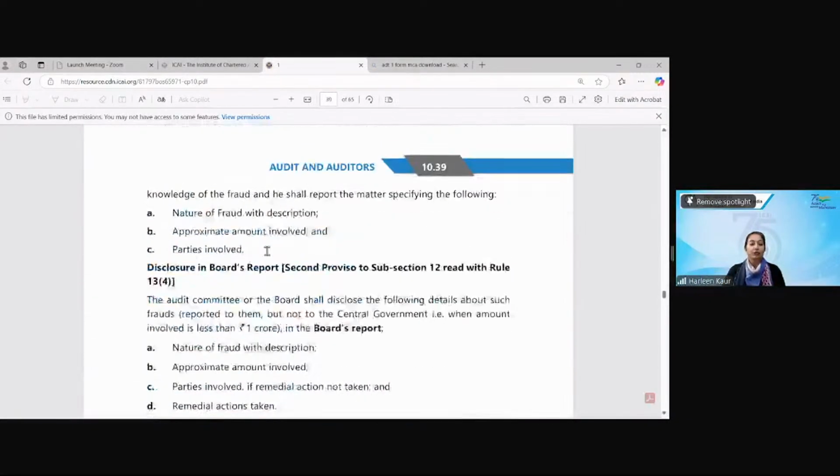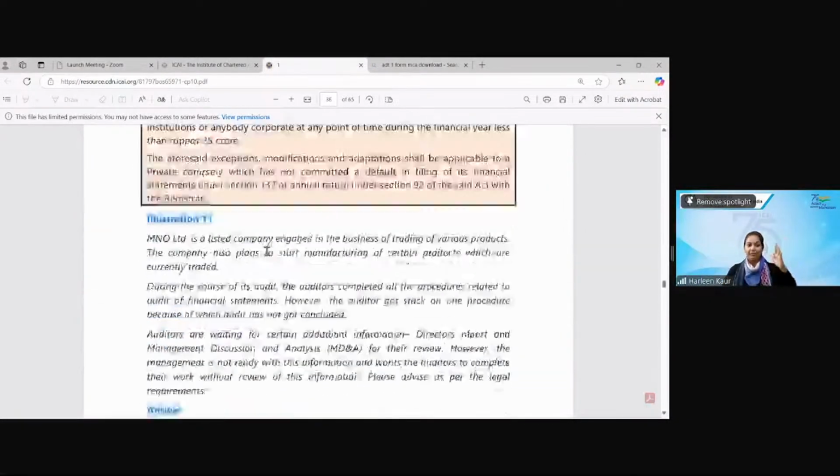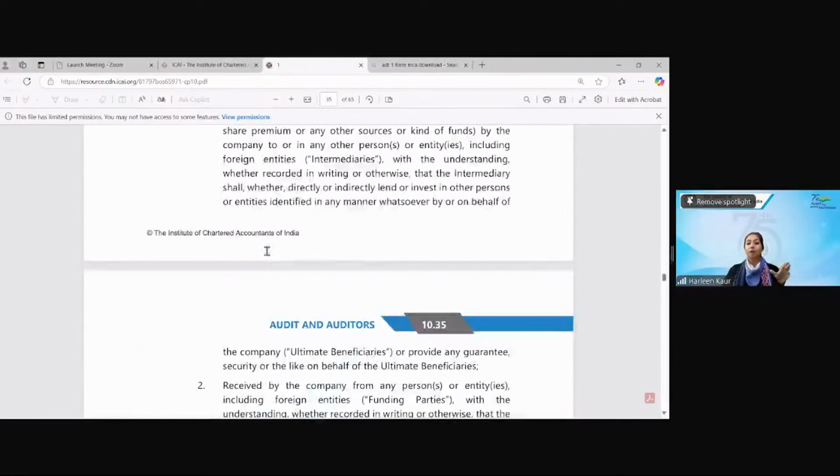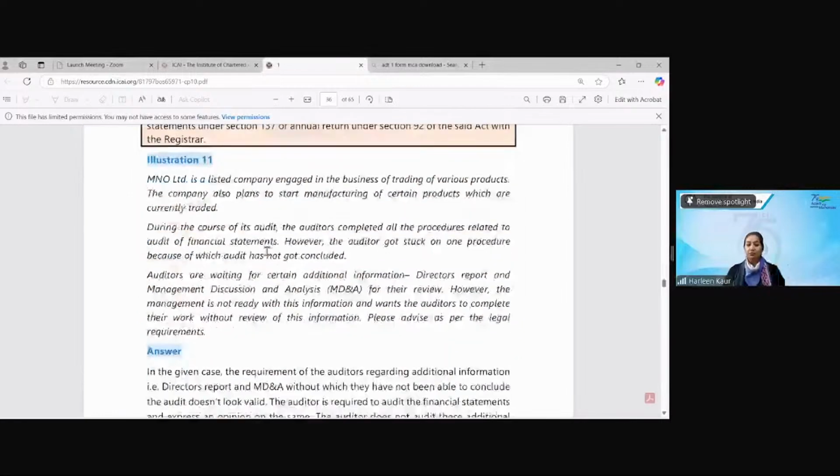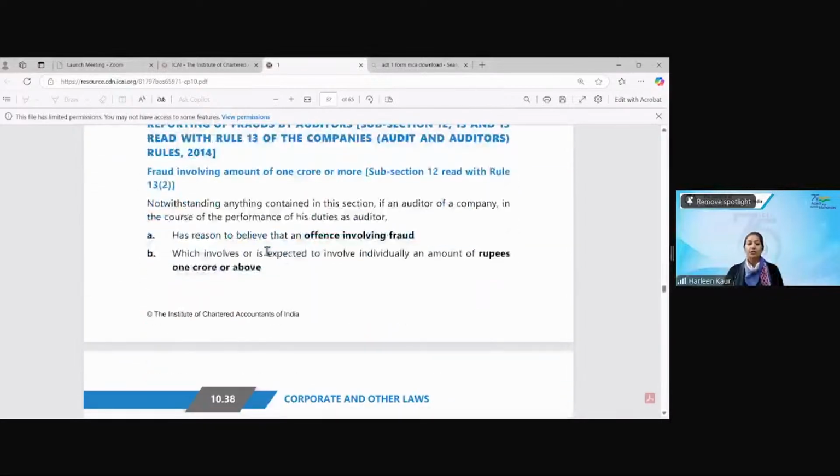So how we have to learn, children, all these points that we have done, A to J, were related to the powers and duties of the auditor other than of government companies. So we have discussed these points. We have done illustration 11 also.